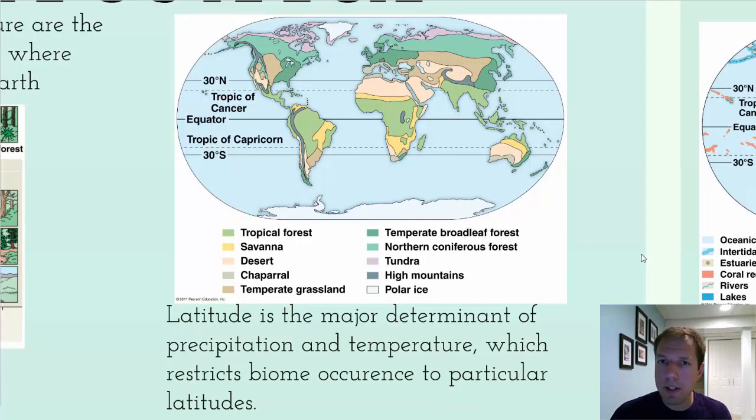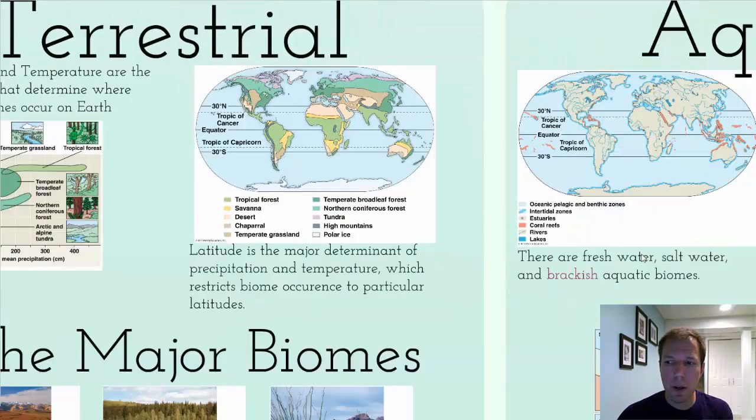The terrestrial biomes are going to be distributed roughly based on latitude, the distance that you are from the equator, because the closer to the equator, the more solar energy that's going to be received, and therefore there's going to be both higher temperatures as well as a greater potential rate of photosynthesis.